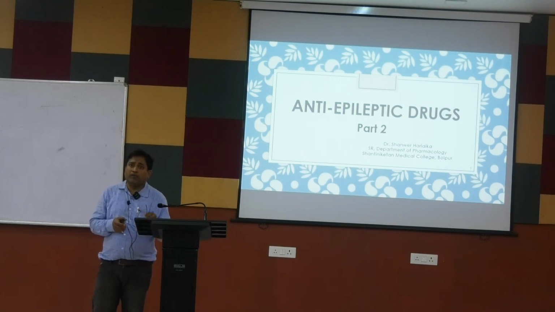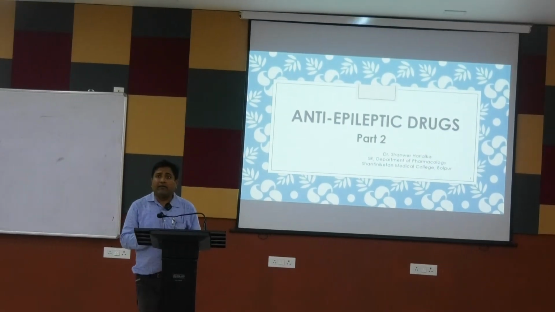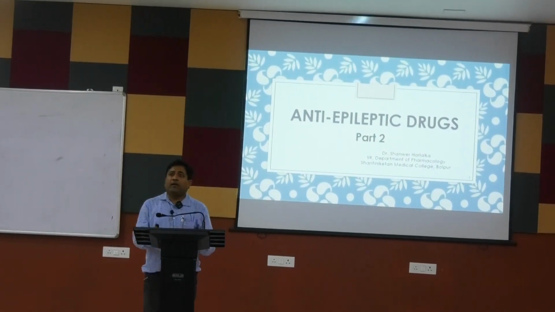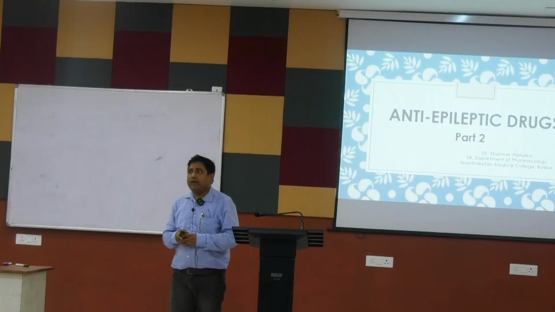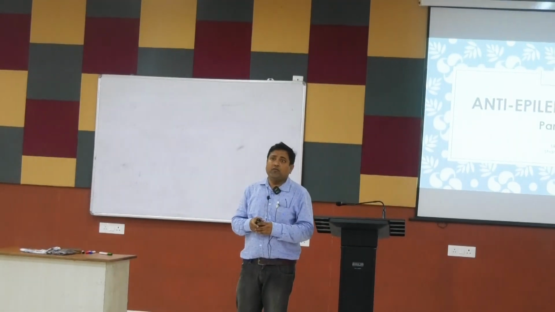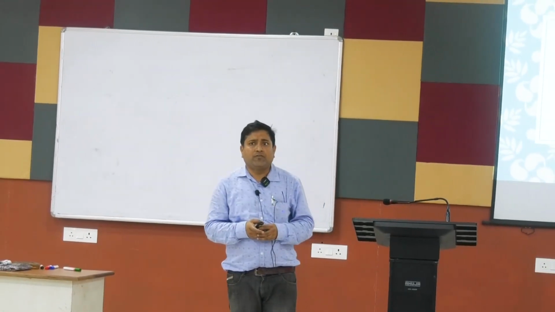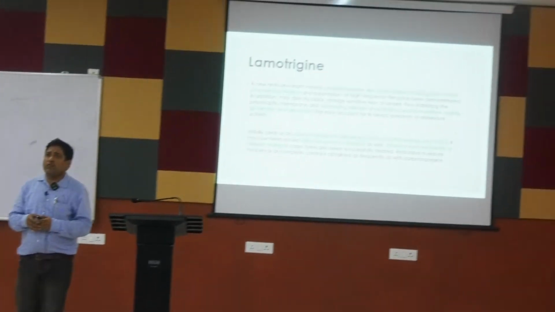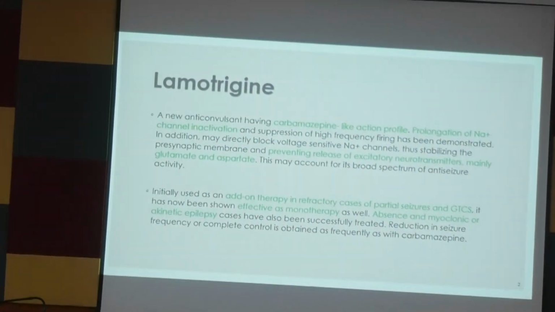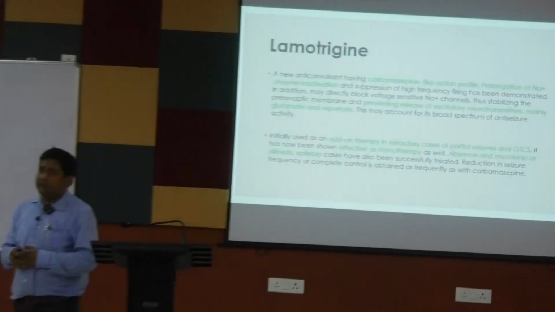Today, we are going to discuss all the rest of the anti-epileptic drugs available, like phenyltriazines, which include lamotrigine, cyclic GABA analogs like gabapentin and pregabalin, and the newer anti-epileptic drugs present like levetiracetam, zonisamide, vigabatrin, and others. So, coming to lamotrigine. Lamotrigine is basically an anticonvulsant having carbamazepine-like action.